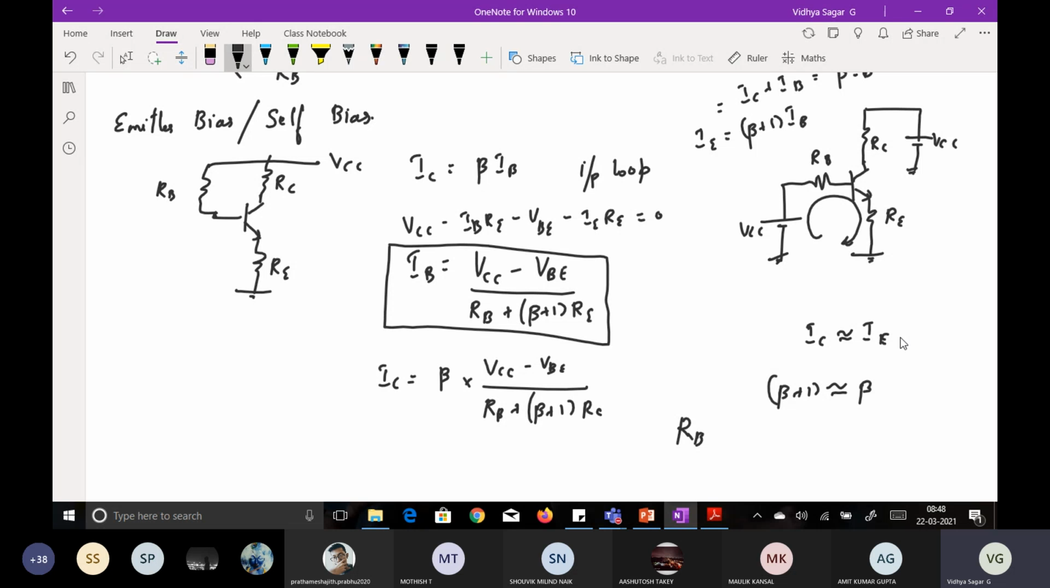Why? Because it doesn't have to have a different value. So beta plus 1 times RE and beta times RE doesn't make a big difference. So I'm just approximating beta plus 1 to beta, and if I'm choosing RB very small compared to beta plus 1 or beta times RE, I'll take it as beta times RE itself. Don't get confused.